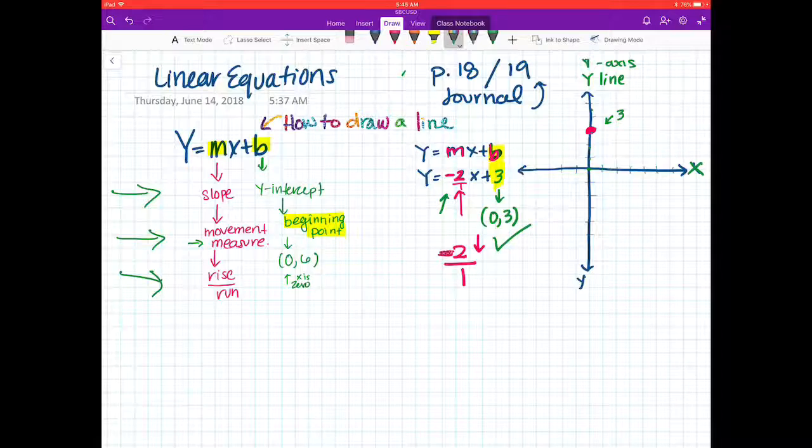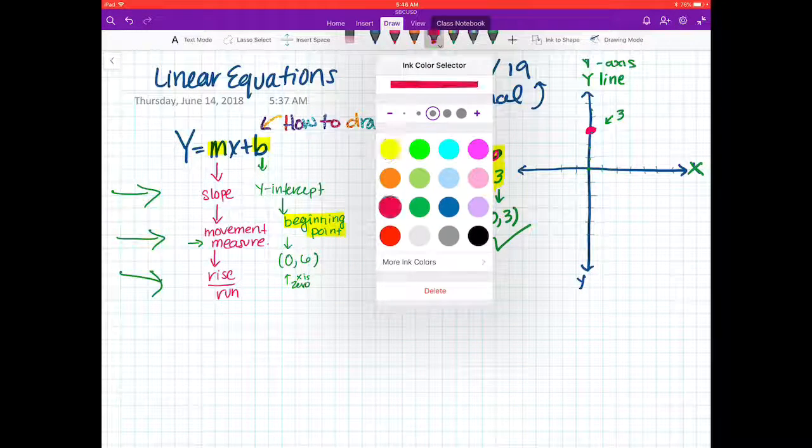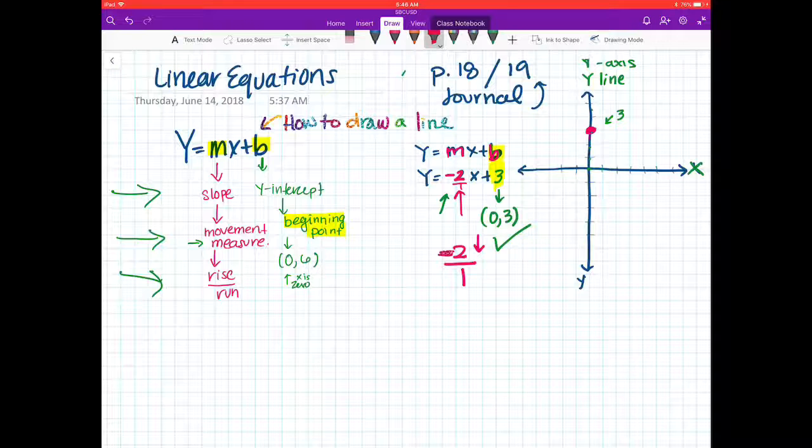So from here, let's use a highlighter. We're going to go down how many? 1, 2, and then there, 1, 2. And then we're going to go to the right, how many units? Just 1. And there's going to be your second point. That's the end of your move. So when you connect the points, that is your line.